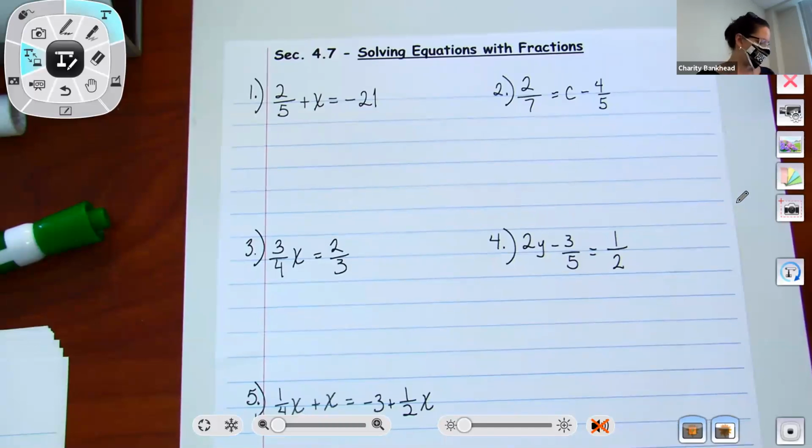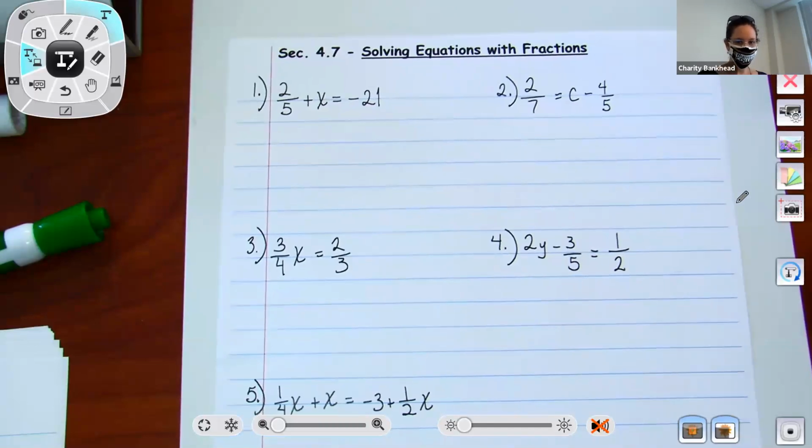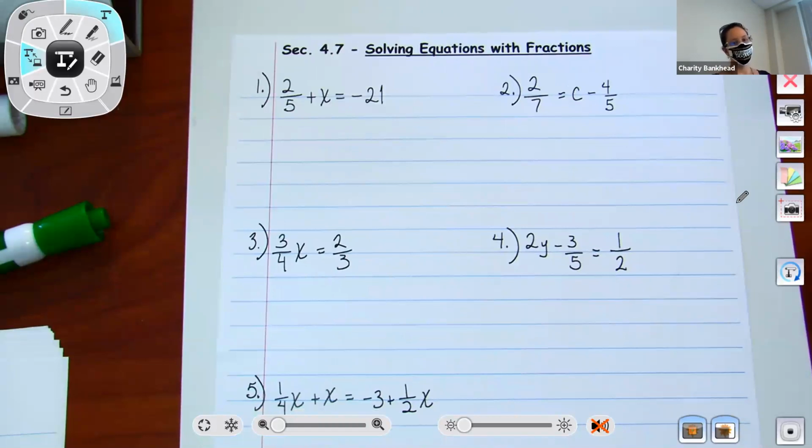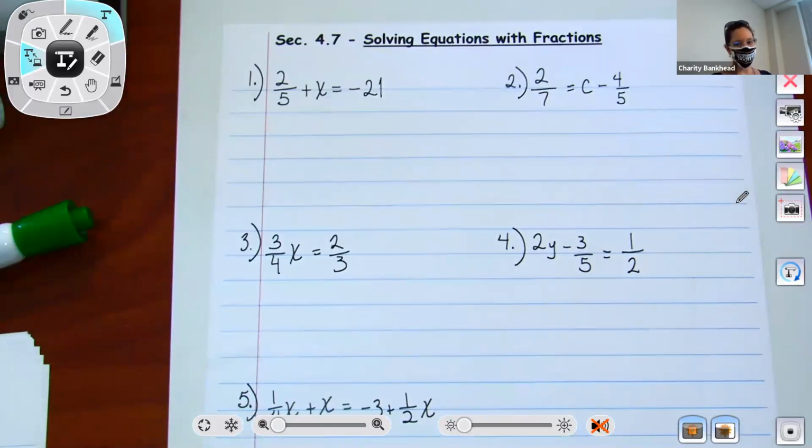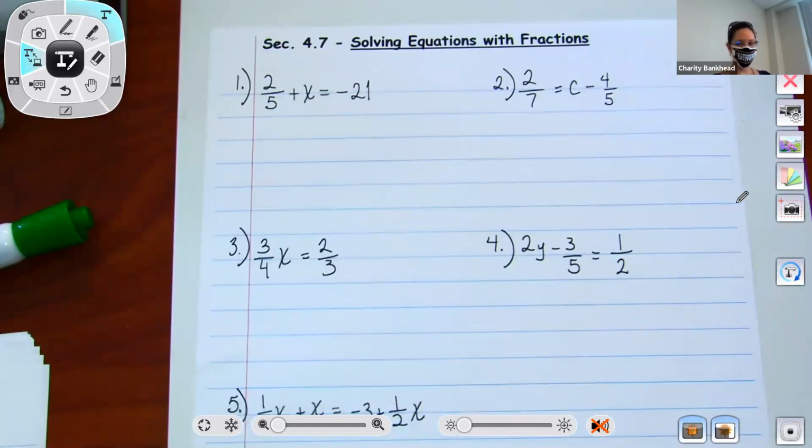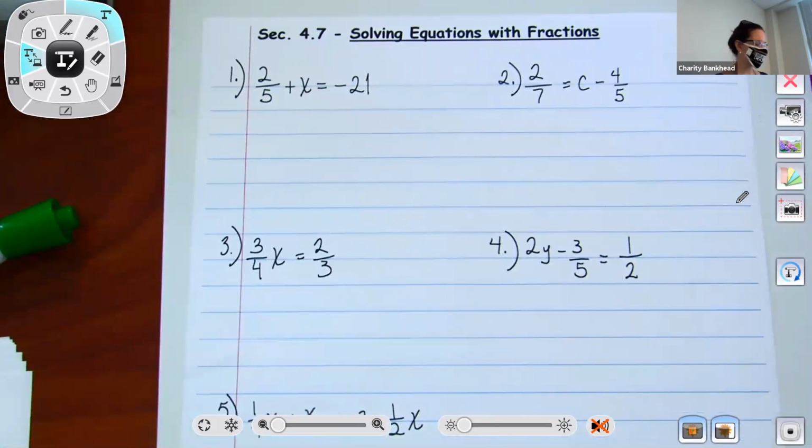All right, so 4.7 is where we're on today, and it's just solving equations with fractions. So this really isn't new. It's just combining a couple of concepts that we learned like last week.